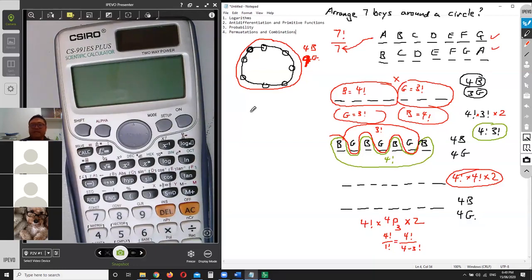And they have to be alternating. Would it be 4 factorial times 4 factorial divided by 8? Not quite. Okay. I love that attempt. That attempt's awesome. I like where you're coming from. Or would it be times 2?